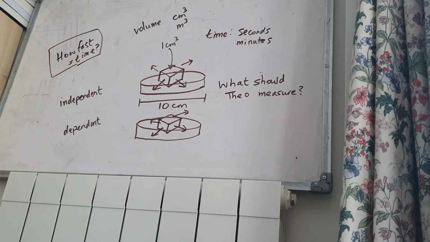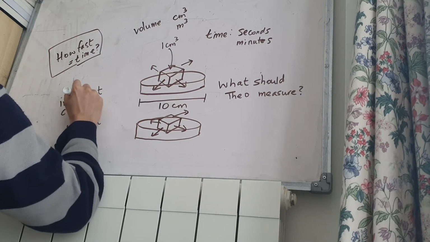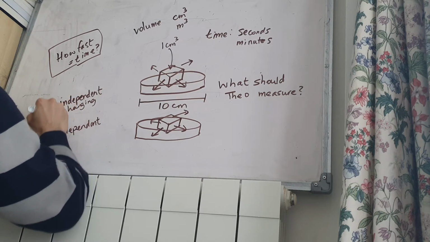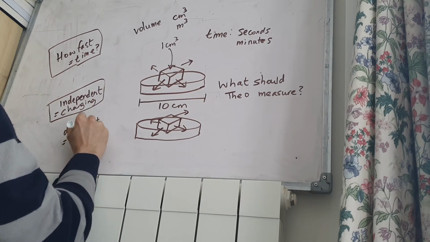Now the red color will spread out. So can you see the arrows? The arrows mean that it's spreading out, and he wants to investigate how fast diffusion happens. Now part B, what is the independent variable? So the independent variable is the one that you're changing. And the dependent variable is the one that you're measuring.